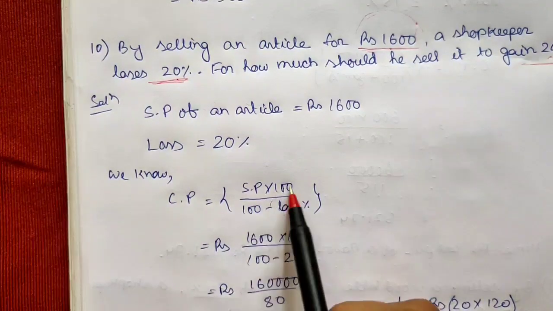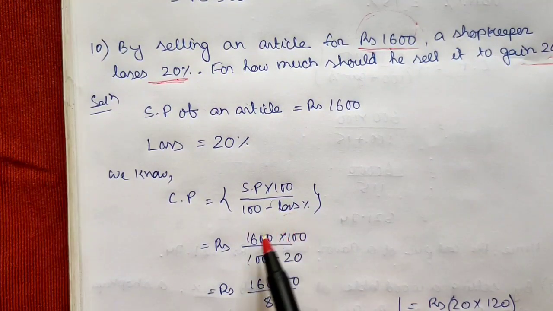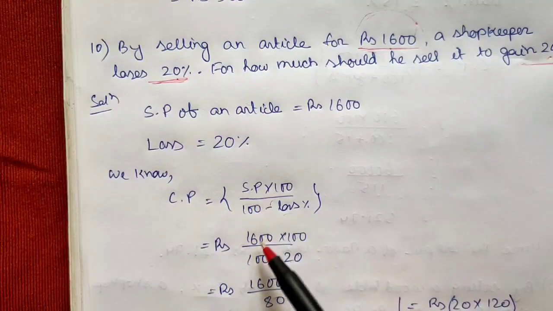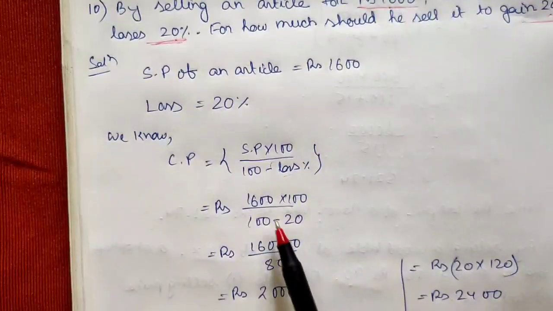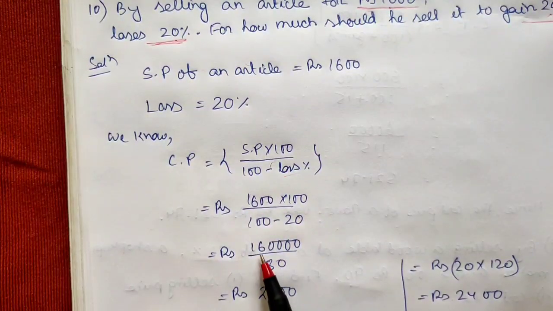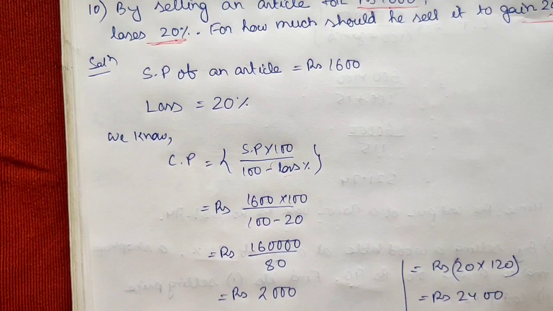Now CP equals SP into 100 divided by 100 minus loss. In place of SP we have written 1600 into 100, and 100 minus loss is how much? 20%. So we have written 20. So 16 into 100 is how much? 1600. 1,60,000 divided by 80 is how much? 2,000. Sorry, 2,000.